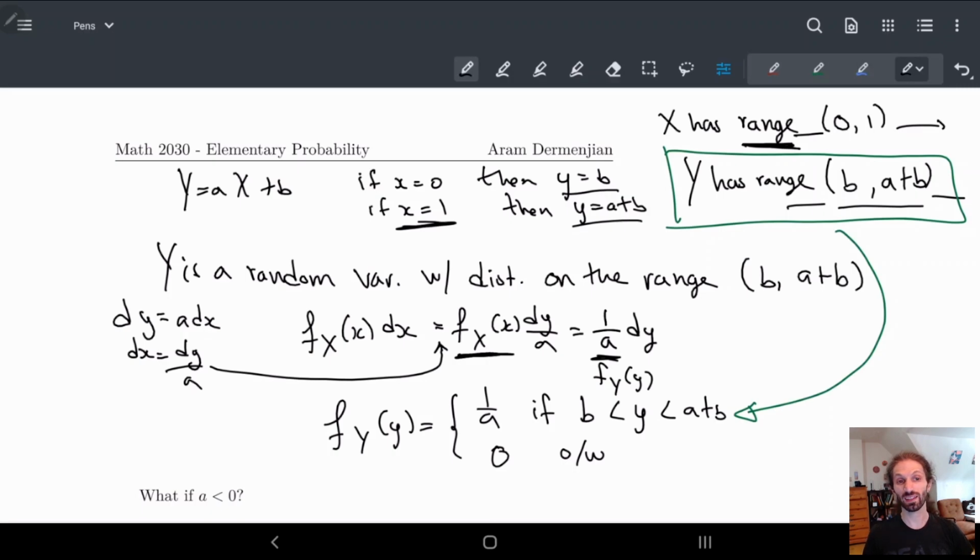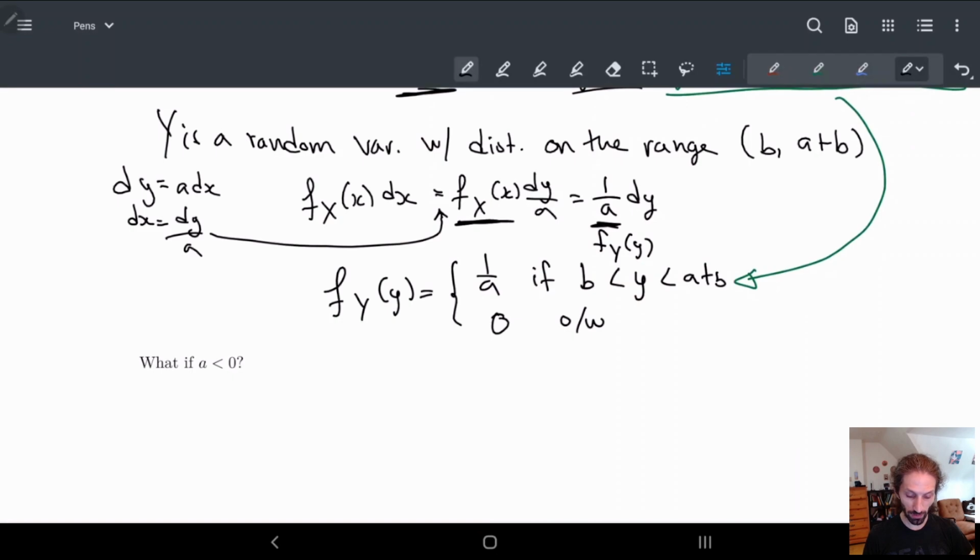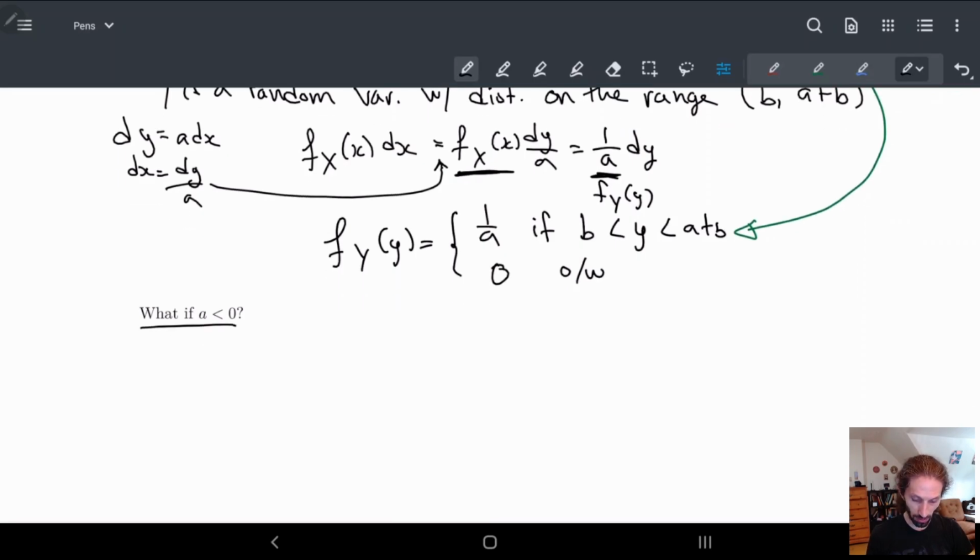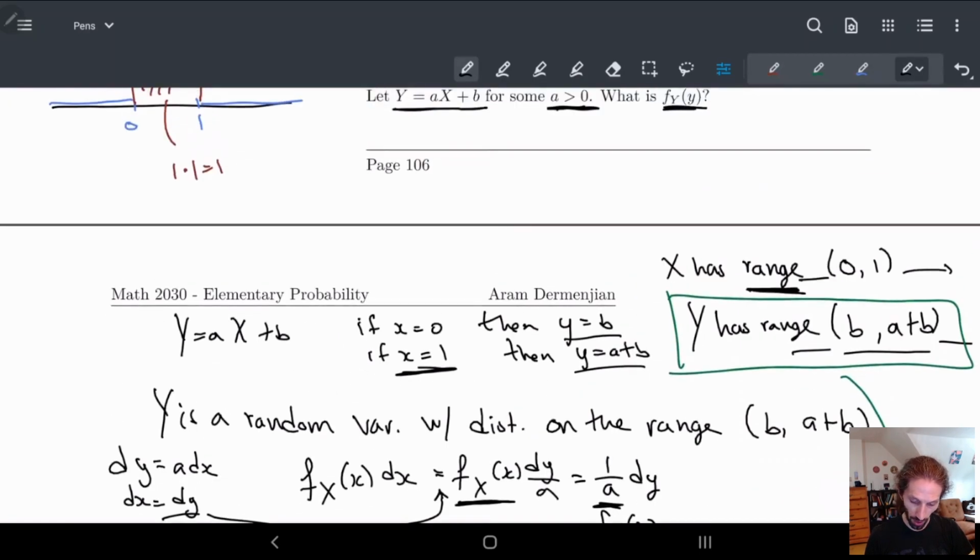So this is basically the idea of how we're doing these things. And so the main question becomes, well, why did we have a be greater than 0? Like, what does that actually give us? Like, who cares? Why can't we just say a is greater than or less than 0? So if a is less than 0, almost everything here works up until this range part, right? Because here, a plus b is now less than b, right? So we have a different range.